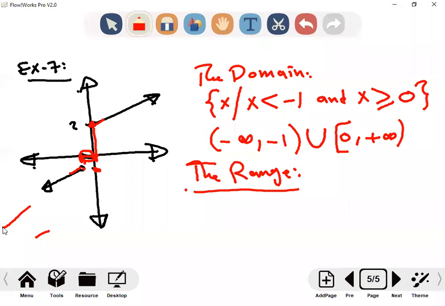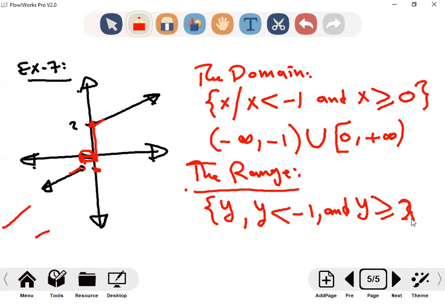So it is y such that y less than -1, sorry, and y more than or equal to 2. Yes, that's set builder.